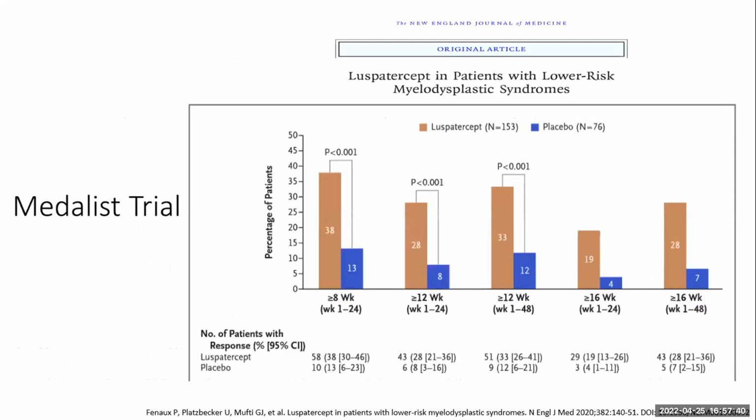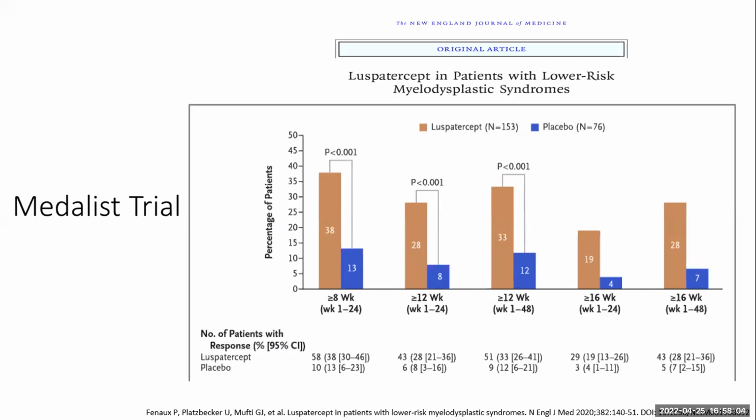And in the MEDALIST trial, luspatercept was compared to placebo in patients who had ring sideroblasts and who were transfusion dependent. And the primary endpoint was transfusion independence for more than 8 weeks. And that was 38% for those who received luspatercept and about 13% for those who received placebo.